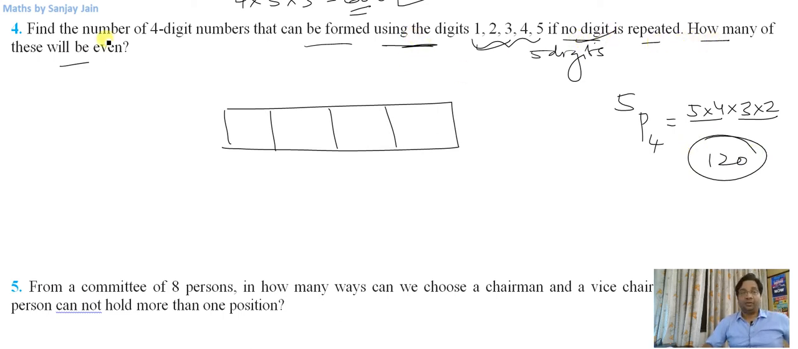Okay, how many of these will be even? So for even numbers, this place can be filled in only 2 ways, right?